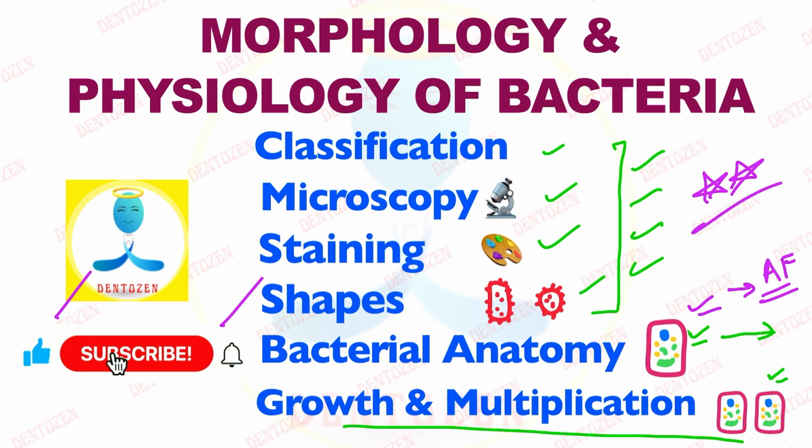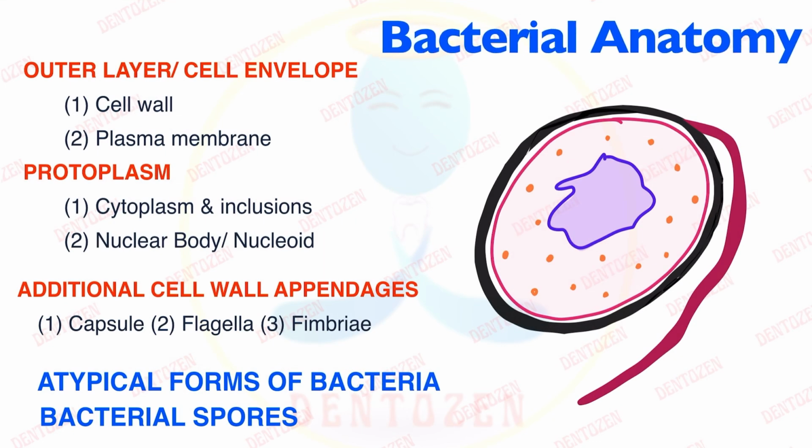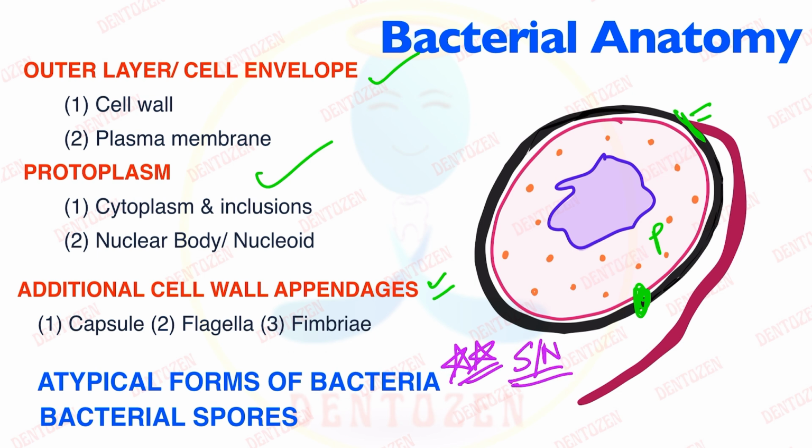So in bacterial anatomy, we discussed the structure of a normal bacterial cell, which has an outer layer or cell envelope. It has protoplasm and cell wall appendages, which are present on the surface of the bacterial cell. In today's video, we are going to discuss the atypical forms of bacteria, which can be an important short note for your exams. And in the next video, we'll discuss bacterial spores, which can be another important short note. So let's start with the atypical forms of bacteria.